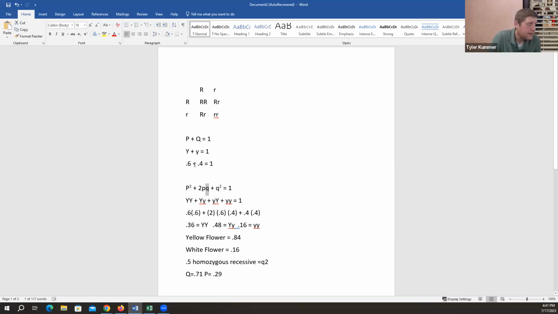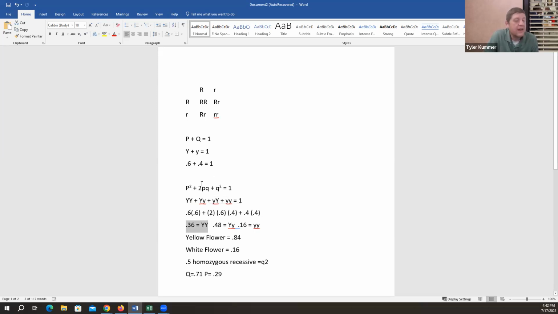And when events must occur together, we multiply their probability together. So if our probability of getting a yellow bead is 0.6, what's the probability of getting a yellow and then another yellow? We have to multiply those two probabilities together. And so that's why we do the 0.6 times 0.6. So the probability of getting a homozygous dominant genotype is 0.36.